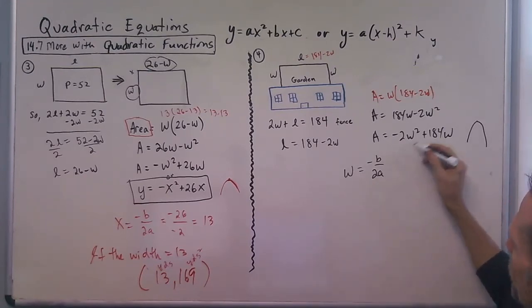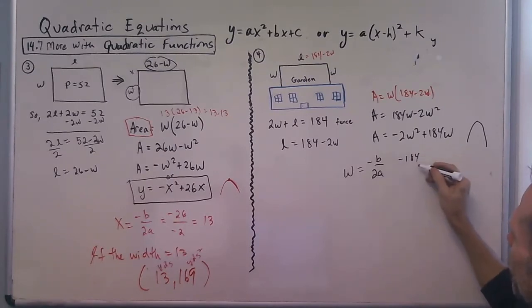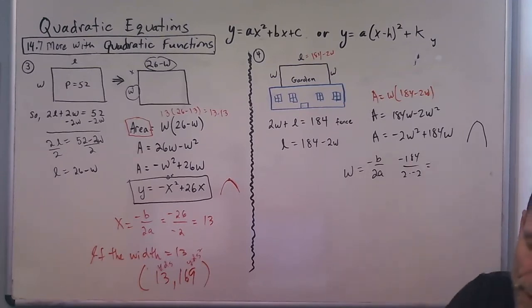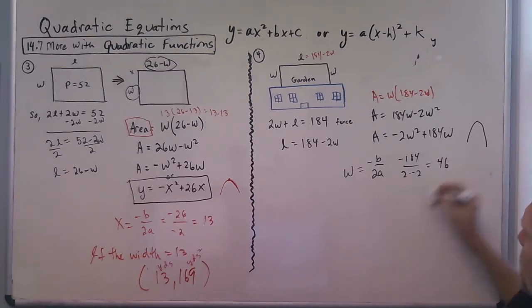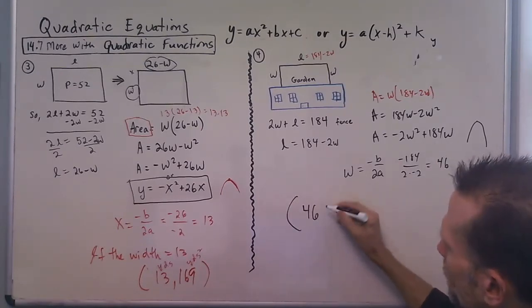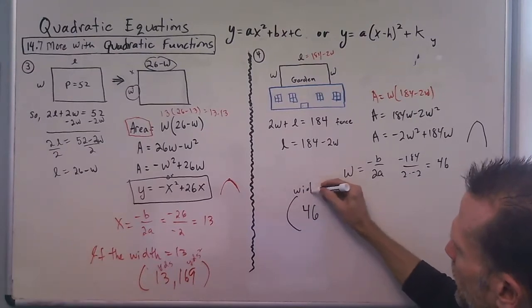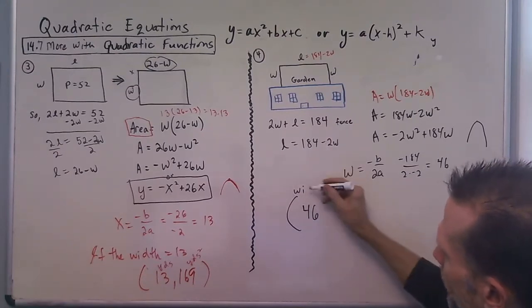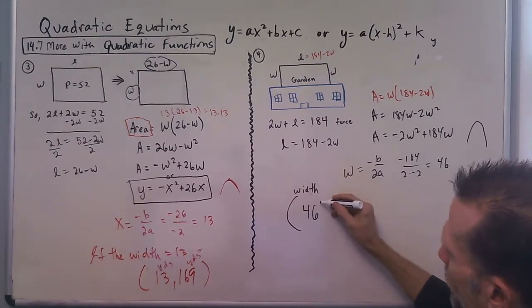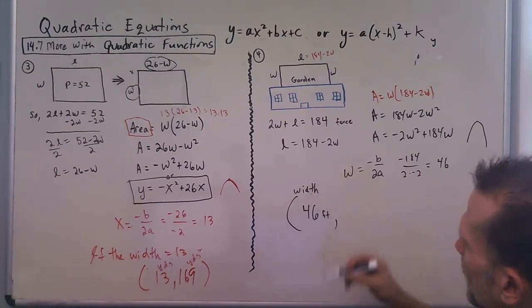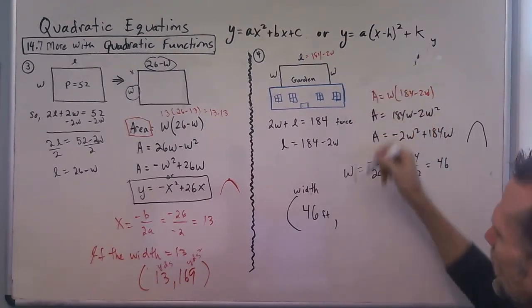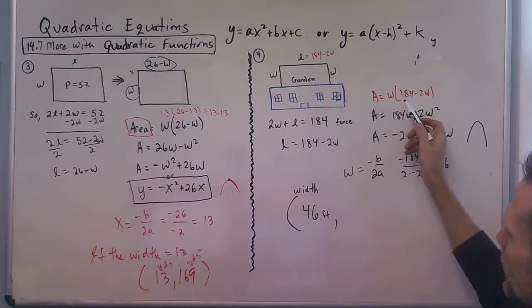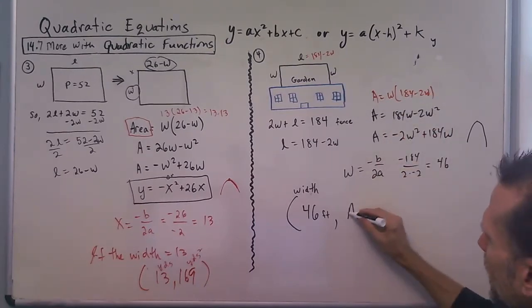So at this point I have negative 184 over 2 times negative 2, and I find out that this is equal to 46. So I find that the width is 46 feet, and then I can put the 46 back into the original equation, and that would tell me the area. So if I put the 46 in, I would get the area here.